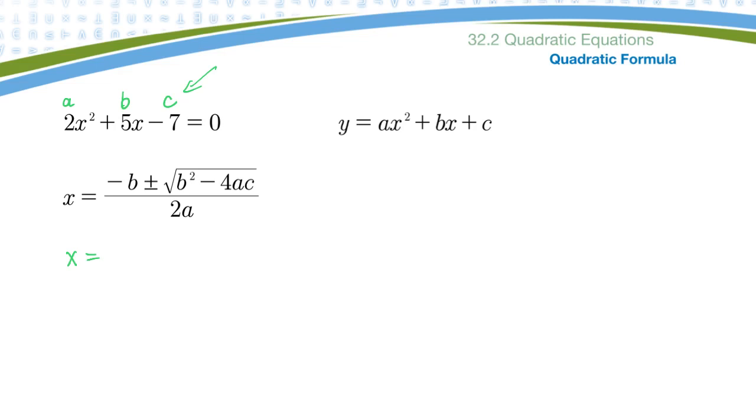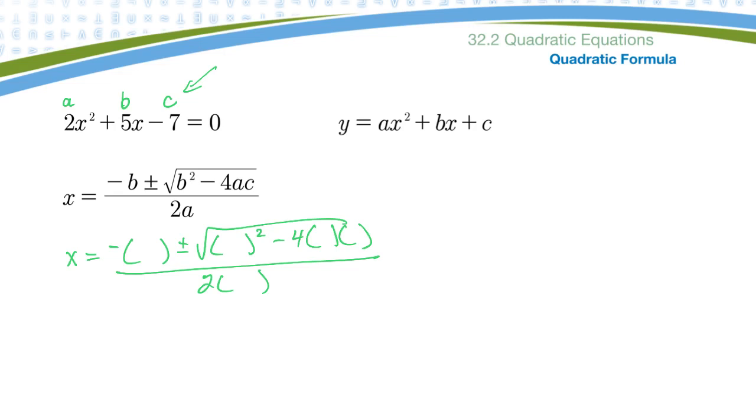Okay, so when I'm doing this, I like to go minus, and I just put a blank wherever there's a variable. That helps me so I don't make as many mistakes with negative signs. So b in this case is a 5, and this is a 5. a is a 2, and c is a negative 7. a in the bottom is a 2. So now I'll have minus 5 plus or minus the square root of 25. And then minus 4 times 2 is 8, times a negative 7 would be a positive 56. Positive 56 all over 4.